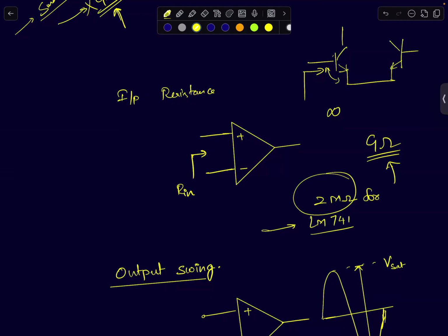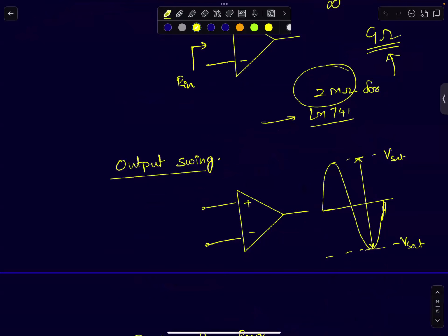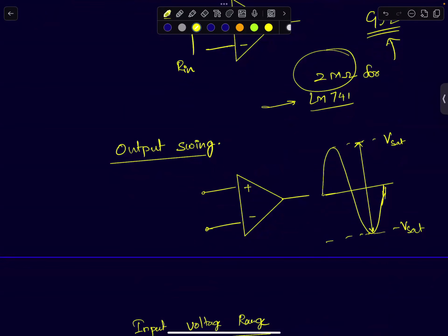You can't easily measure it using a voltmeter. Okay, you'll have to do some small tricks to measure this. It won't be easy. You can't do it using a voltmeter, is all I'm saying. Okay, so the next one is output swing.